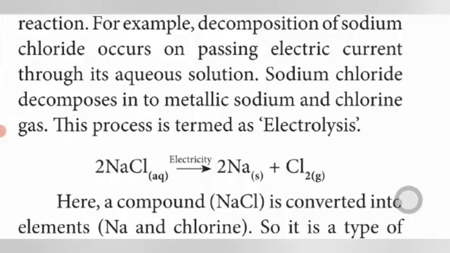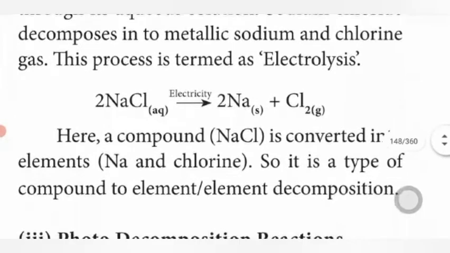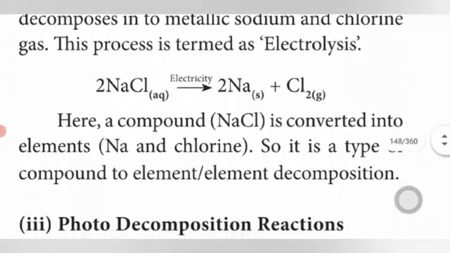This is what type of decomposition? NaCl is a compound. NaCl decomposes to give two elements. What are the two elements? Sodium and chlorine gas. This compound is converted into elements. This is compound to element decomposition reaction, element and element.